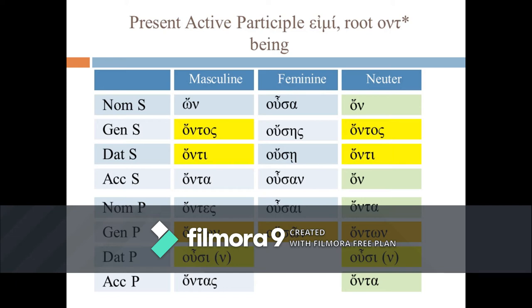Remember that in the genitive plural, the ending is always omega nu, ōn. However, here's where you can see the difference in the stems. The genitive plural for the masculine is ontōn, and that's the same as the neuter, ontōn. But in the feminine, because the stem is ousa, it is ousōn. Ousais is the dative, and ousas is the feminine accusative.